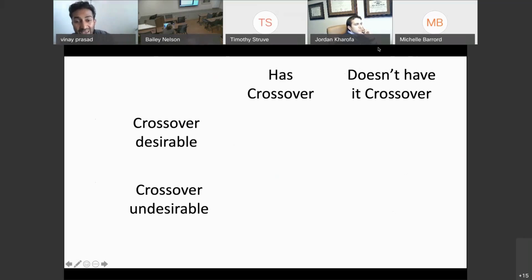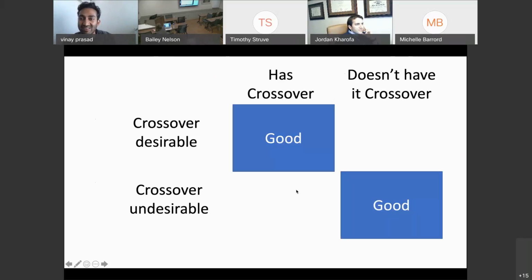If you want something and you get it, and you don't want it and you don't get it, is that good or bad? You want it and you get it. You don't want it, you don't get it. Good or bad? Good. Good.